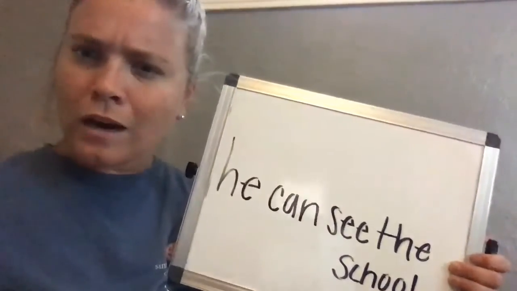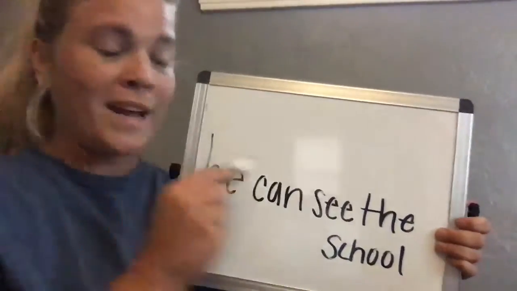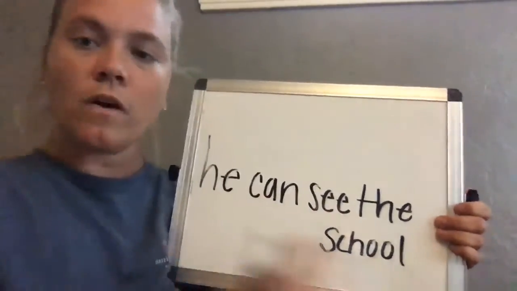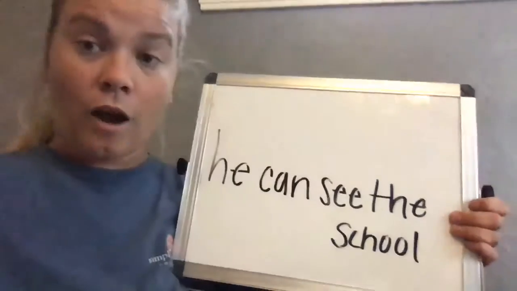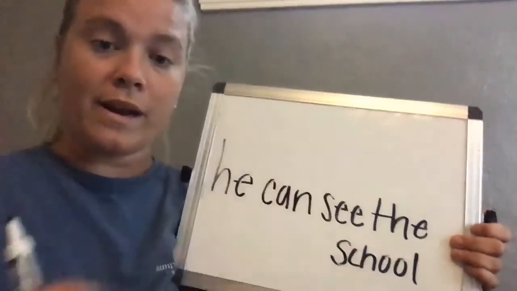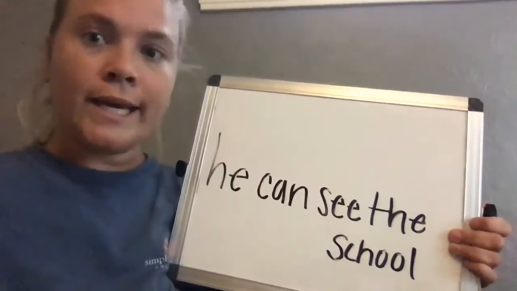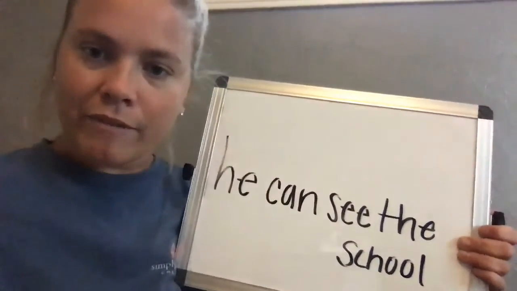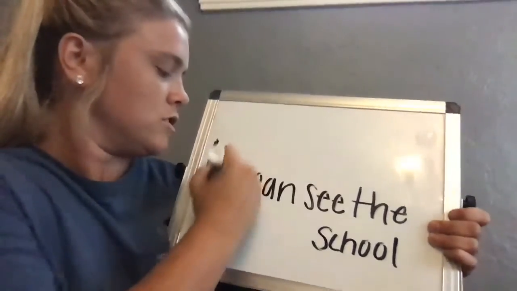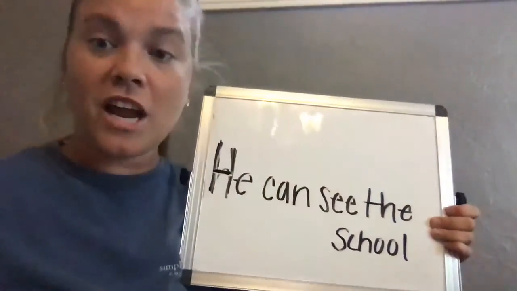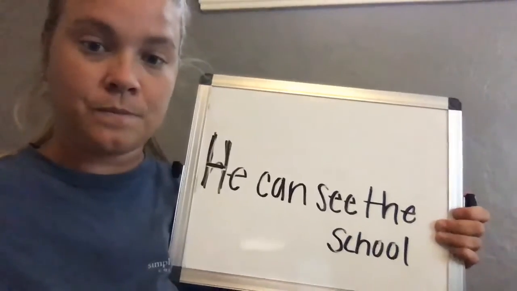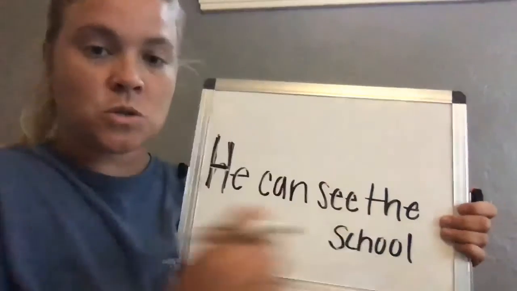What do I need to fix here? Go ahead and pause this and write this sentence and fix what we need to fix. When you're done, go ahead and press play and we'll go ahead over that. All right, first grade, so you've written your sentence and now you have corrected what needed to be corrected. So he, what do I need at the beginning of that sentence? You're correct, a capital. So I'm going to change that lowercase h and change it into an uppercase H. He can see the school.